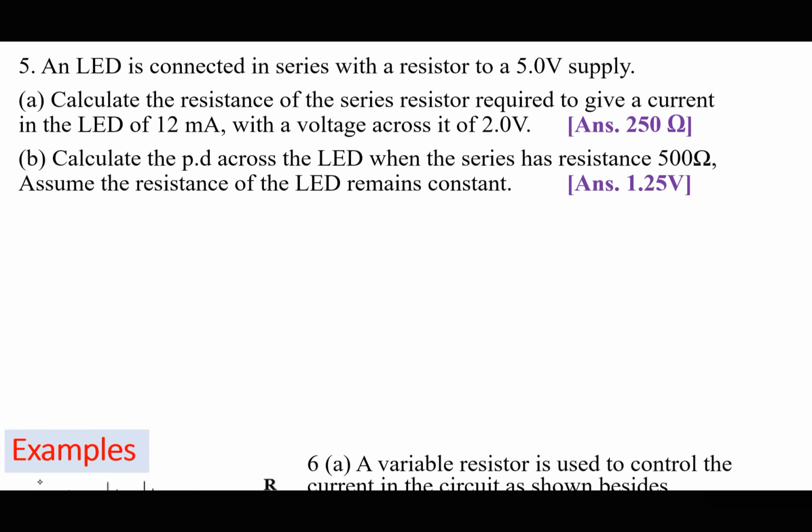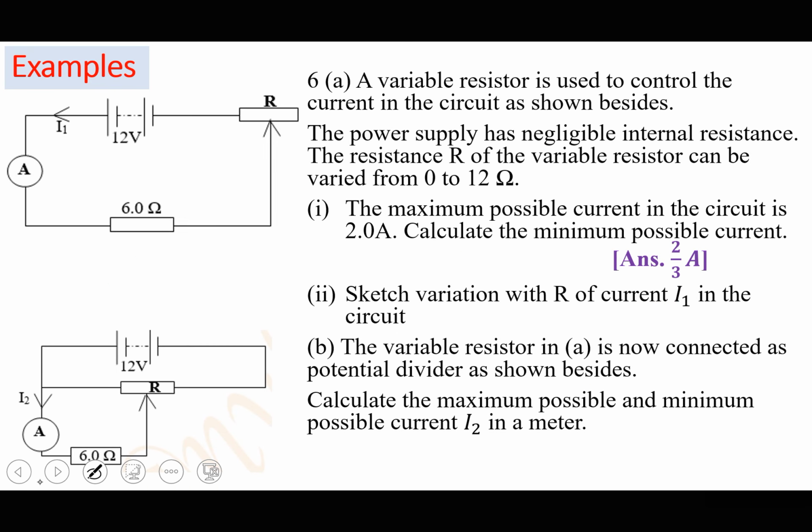May I just give you a hint? A variable resistor is used to control the current in the circuit as shown besides. The power supply has a negligible internal resistance. The resistance R of the variable resistor can be varied from 0 to 12. The maximum possible current in the circuit is 2 amperes. Calculate the minimum possible current.